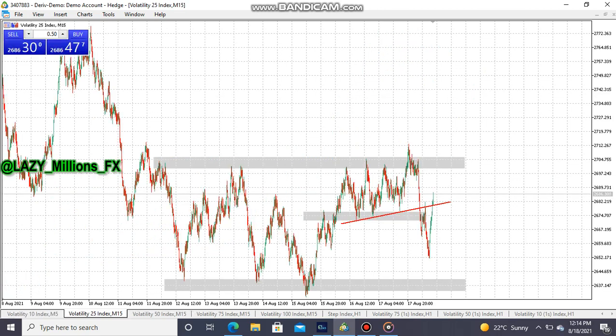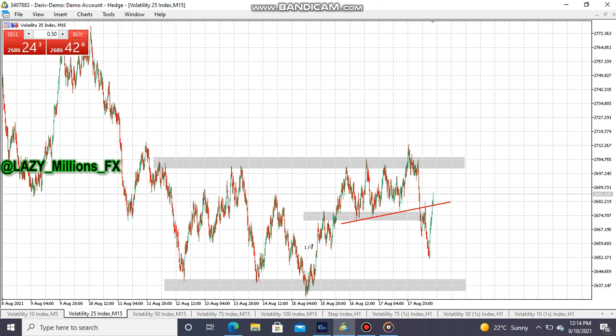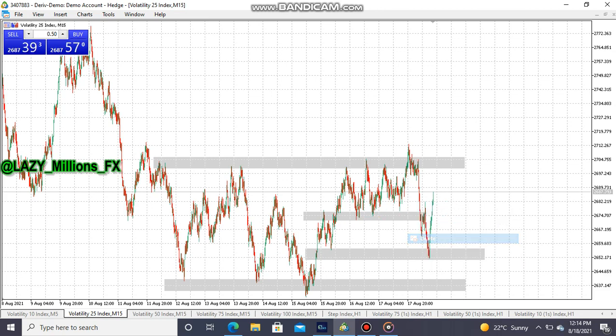This is my other analysis from yesterday also. This is how the market went. As you can see, it made a breakout yesterday, it fell, and now it's going up. This thing is not hard, guys.